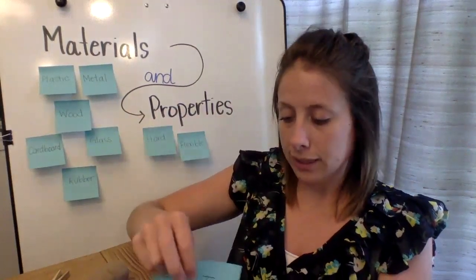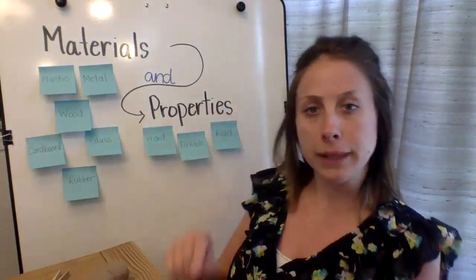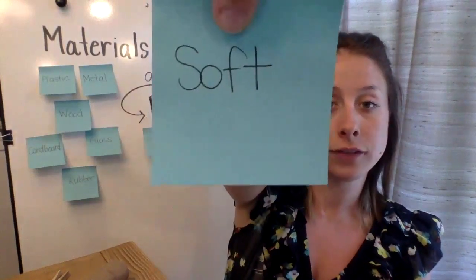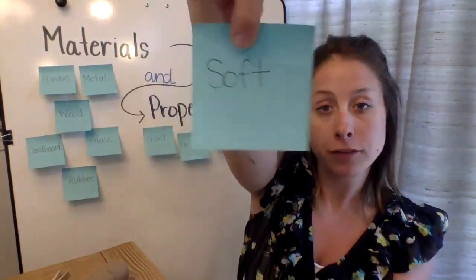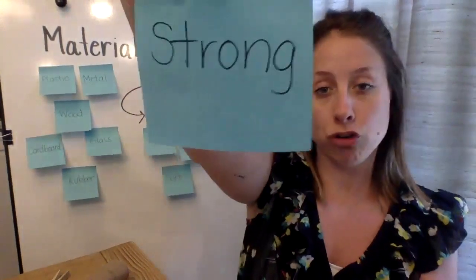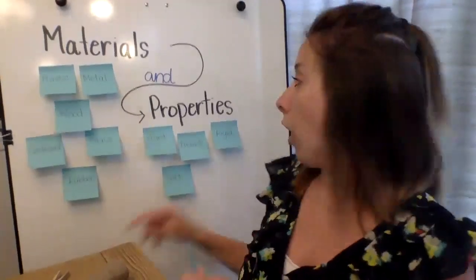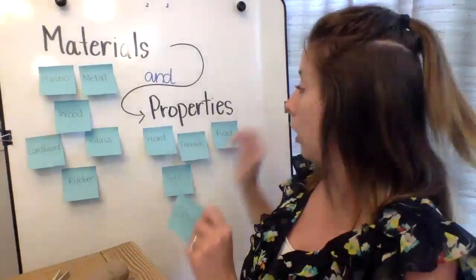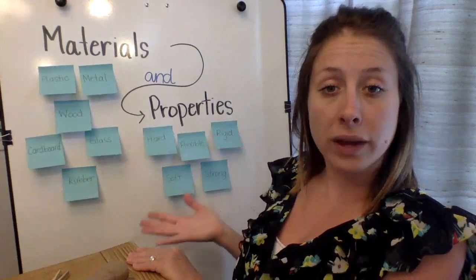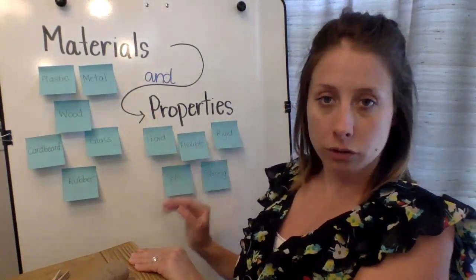Another property could be rigid. What do you think rigid means? Rigid. Then we have the word soft, like a pillow might be soft. Fabric is soft. And then lastly, I have the word strong, right? And this table that's made out of wood, this is strong. This easel is strong. So again, you could probably think of way more properties, way more ways to describe different materials, but these are just some common words that we're going to use.